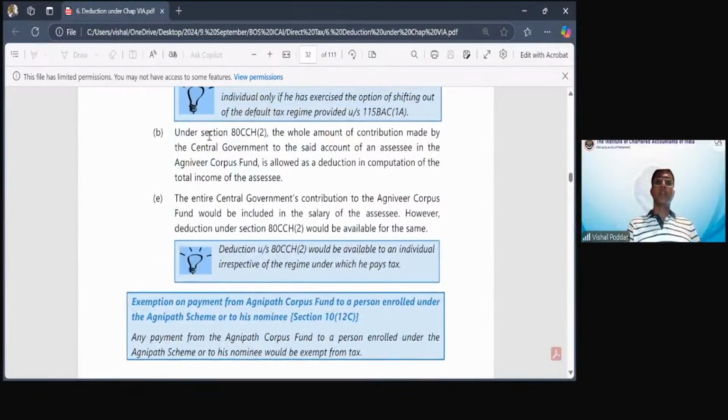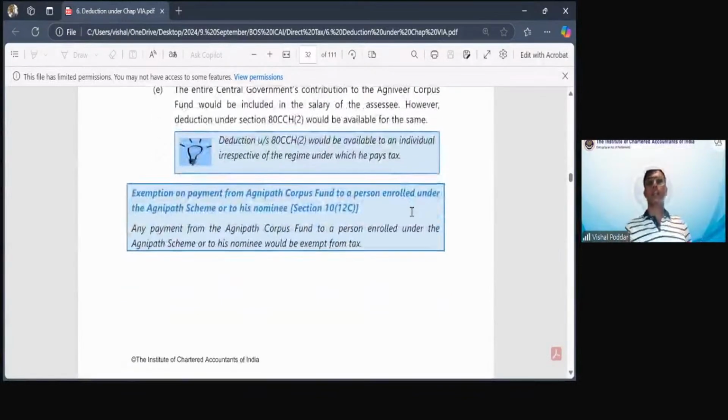Second, under 80CCH(2), the whole amount of contribution made by the government to the said account of an assessee in the Agniveer corpus fund is allowed as deduction in computing the income. So whatever the government has contributed, the entire amount is allowed as deduction under 80CCH(2), and most important, 80CCH(2) would be available to an individual irrespective of the regime. That is, it is also allowed in the new regime. The entire central government's contribution to the Agniveer fund would be included in the salary. So first it is included in salary, obviously, and then again it is allowed as deduction.